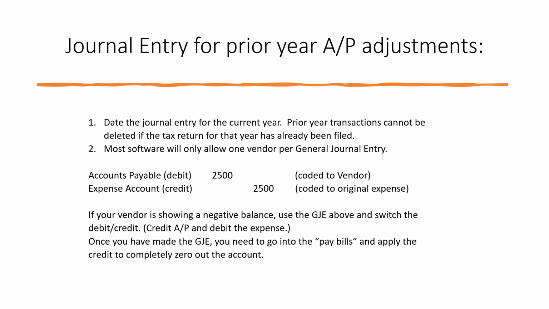Now, if for some reason your vendor is showing a negative balance, you're going to use the same general journal entry, but you're going to switch the debit and credit. So you're going to credit accounts payable and debit the expense. And once you've posted these general journal entries, you have to go to the Pay Bills and apply these credits to completely zero out the account. Now, it will zero it out on your accounts payable report, but you really want to go back and grab that credit so that it clears it and you're not seeing it every time you go to pay bills.